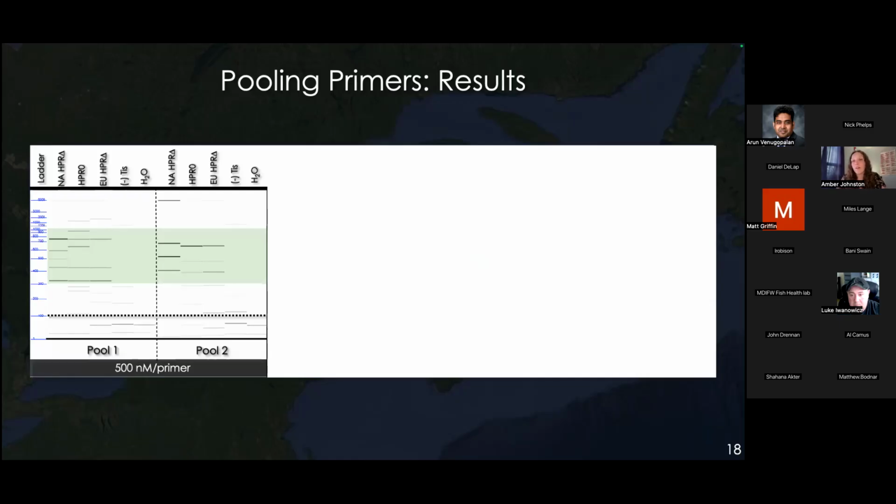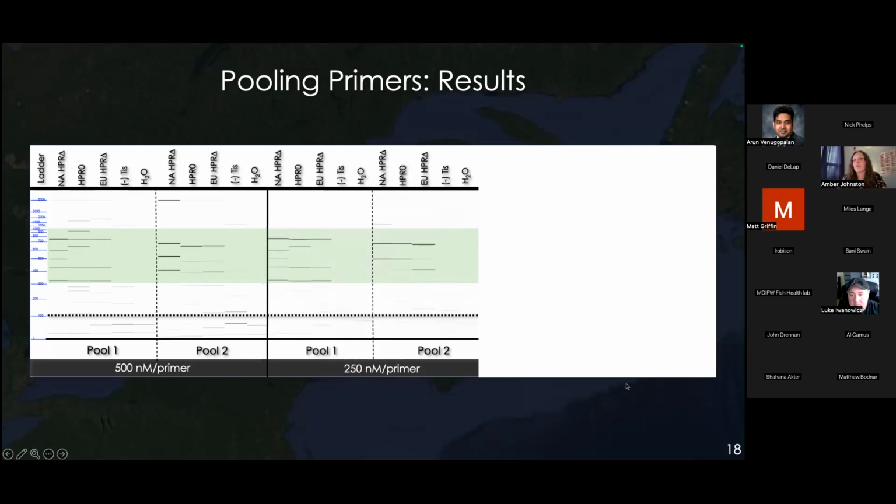So what I'm showing you here now is a fragment analyzer generated gel image of the amplified products in each primer pool for NA-HPR delete, HPR0, UHPR delete, negative tissue, and water. So the first panel here was amplified with 500 nanomolar of each primer in the pool. The shaded area in green is our expected virus amplicon size range, and any products below the dotted line are likely primer dimer, which we anticipate being removed during library preparation. So you can definitely appreciate some noise here, but 500 nanomolar of 12 different primer pairs is a whole ton of primers, so we weren't really surprised by this initially.